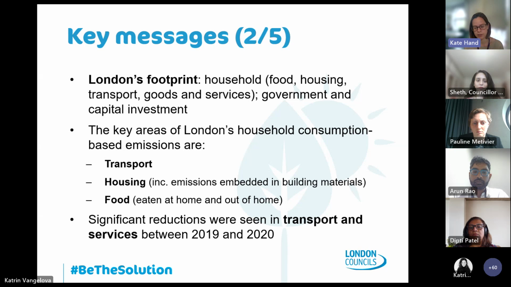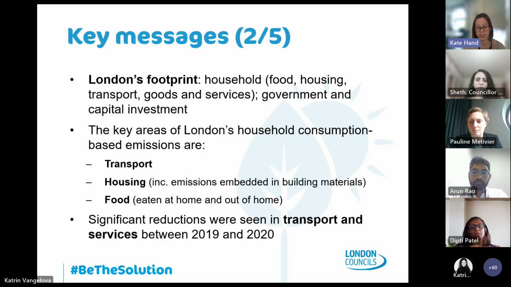So in our account and in the rest of this presentation, we focus on household emissions. And as you can see, the key aspects of the household emissions are transport, the biggest segment, housing, and that includes emissions embedded in materials that we use to build buildings, and food. And that's both food eaten in the home, as well as food eaten out of the home, which in this account actually sits in services. But if we think of food in the round, that's really important.